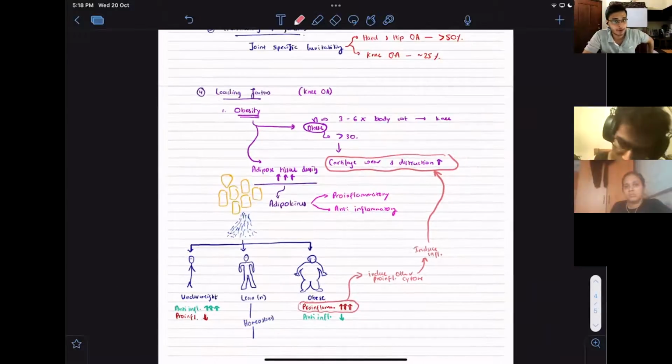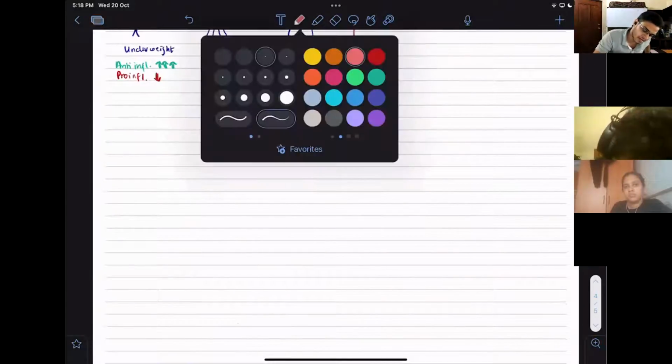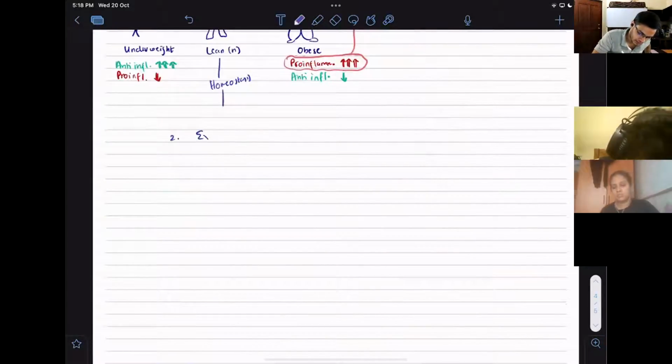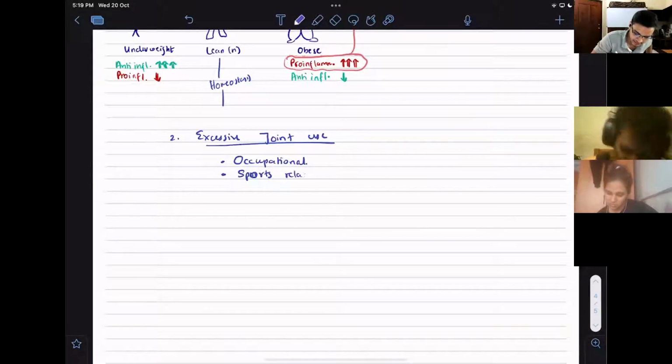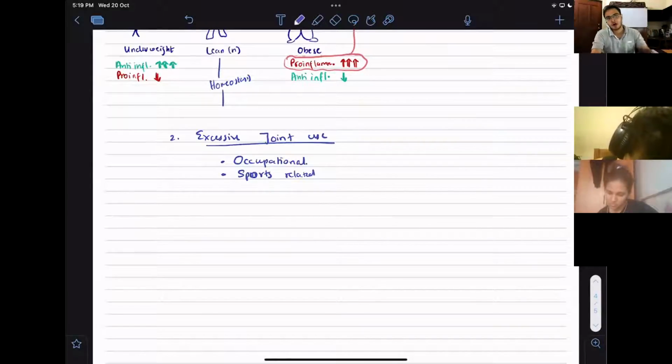So that is obesity, about the loading factors. The first one is obesity. The second one is the excessive joint use, guys. Excessive joint use. What do we mean by this, guys? It can be occupational, or it can be sports related, right? Sports related.